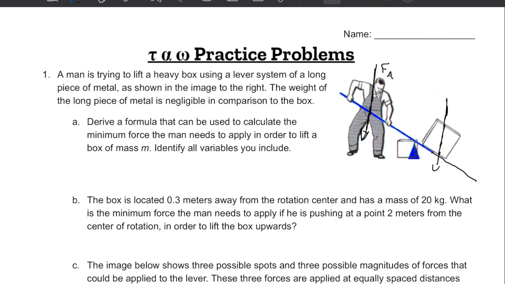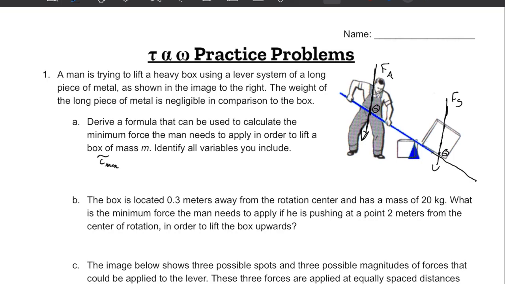We're going to call the force by the man the applied force, or FA, and then the force from the box, FG, because it's coming from the force of gravity. The angles that they're creating, since those two lines are parallel, are going to be the same theta. So eventually we're going to be able to cancel those two out.